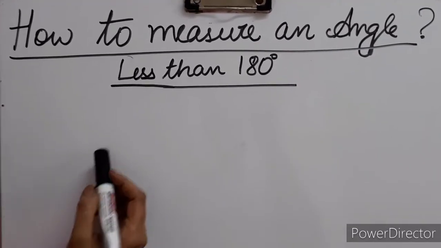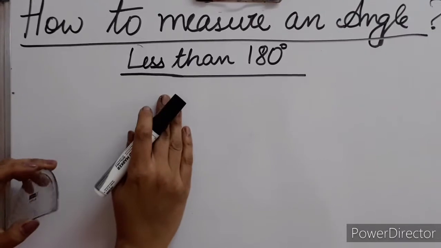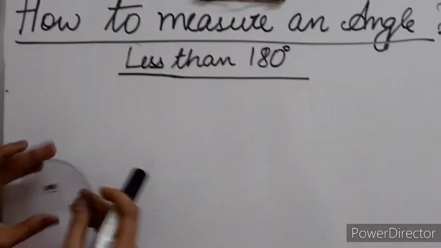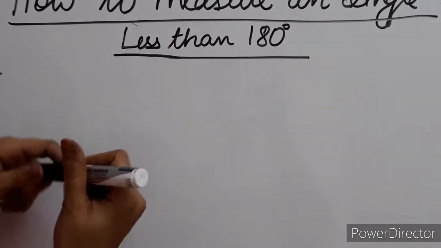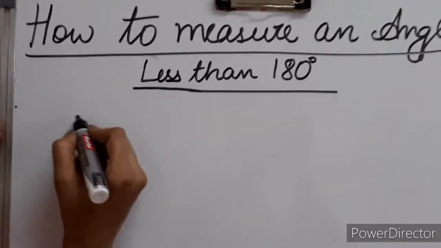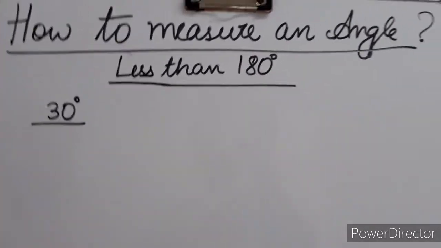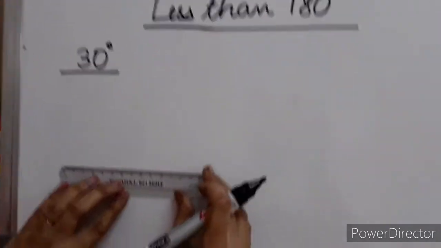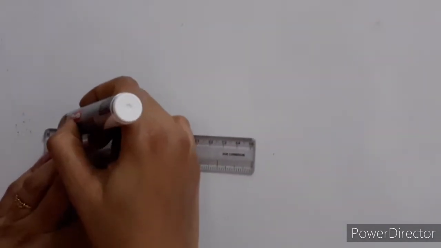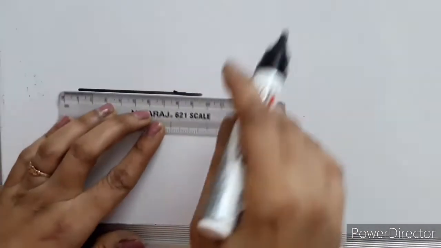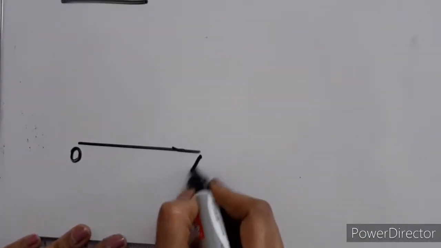So when we have to measure an angle less than 180 degrees, we use a protractor, because we have a 180 degree scale on this protractor. Suppose we have to measure 30 degrees. How will you measure it? We will take a scale and draw a line here. This is a line segment, suppose OA.